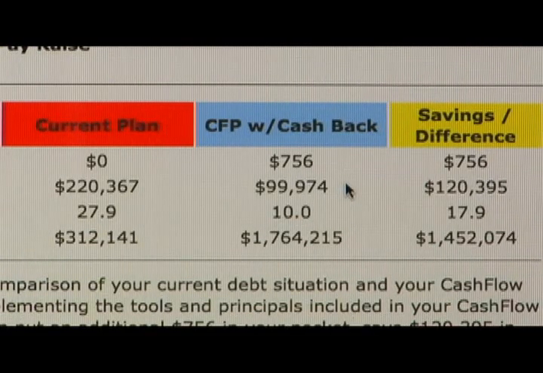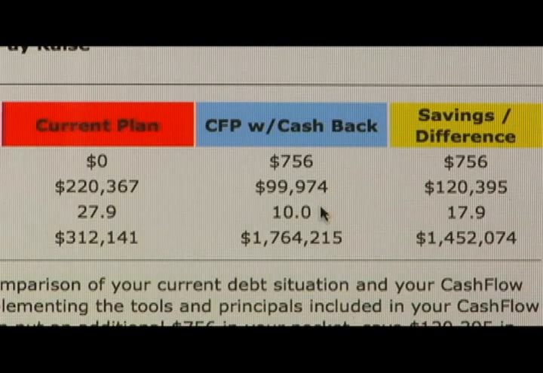We're going to have them to where they're paying less than $100,000 in interest. We're going to have them out of debt in exactly 10 years. And at the end of that 27.9 years, when they were going to have $312,000, we're going to have over $1.7 million in their retirement account.